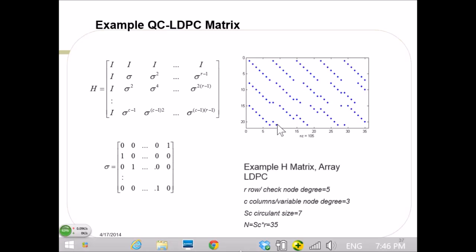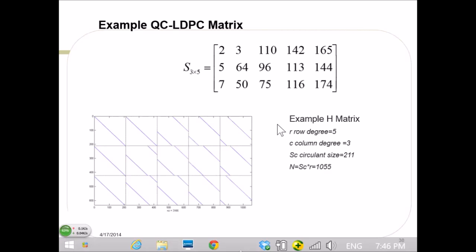But this code has a lot of weaknesses in terms of the error floor, so we don't use this code in practice. But this is a very simple example of how you can construct a code to get good waterfall performance. And then you could have a more complex construction. This is based on the cyclotomic cosets. There's more mathematical theory on how you arrive at the shift coefficients.